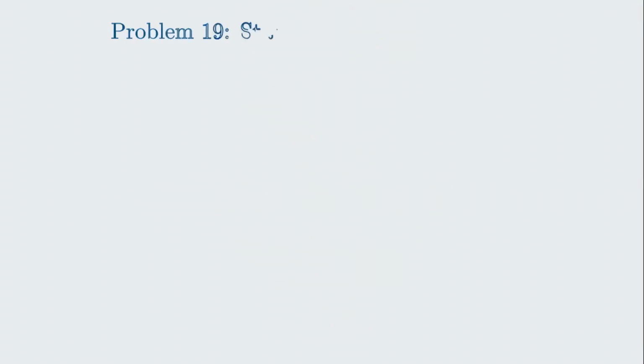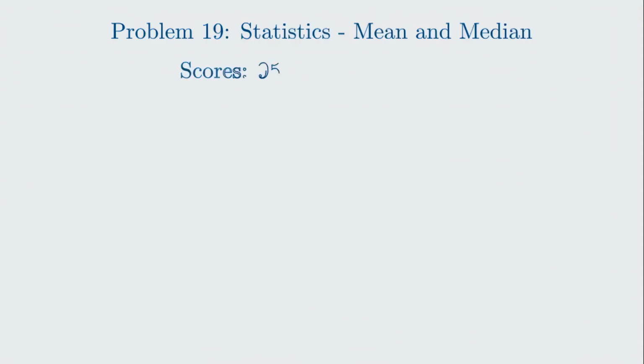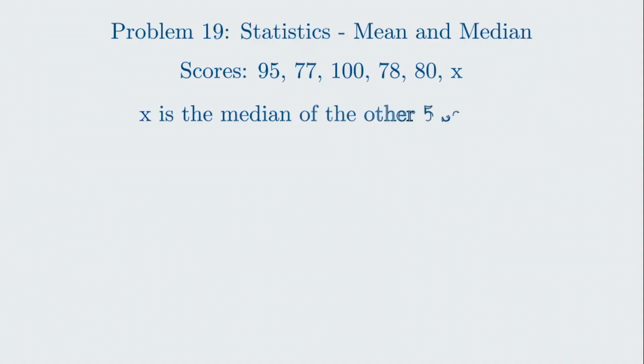Problem 19 is a statistics problem involving mean and median. 6 teams participated in a contest. 5 of the scores are known, and the last score is x. The scores are 95, 77, 100, 78, 80, and x. We are told that x is the median of the other 5 scores. Let's first find the median of the other 5 scores. To do this, we must arrange them in ascending order.